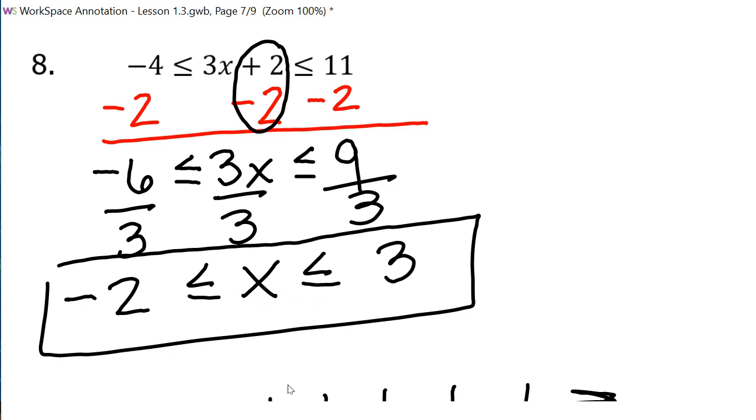And my endpoints go on what numbers? Negative 2 and 3. If you look at the symbol beside the negative 2, should the negative 2 be open or closed? Closed, because it's equal to. Look at the symbol beside the 3, should the 3 be open or closed? Closed, because it's equal to. And is this an and or an or inequality? And. So if it's an and, do we say inside or outside? Inside.